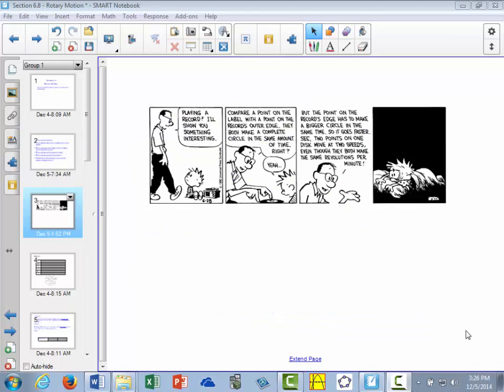So what's the big deal about rotary motion? Well, let's see what Calvin thinks of it. Here's a nice little strip.